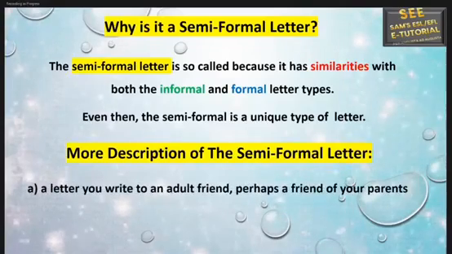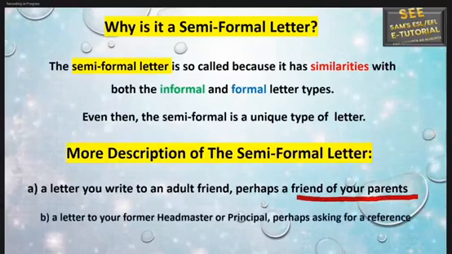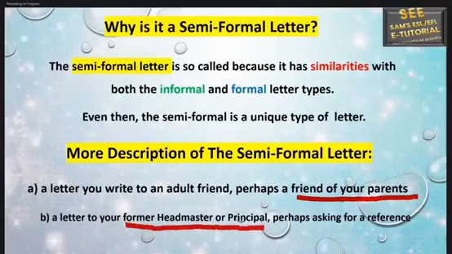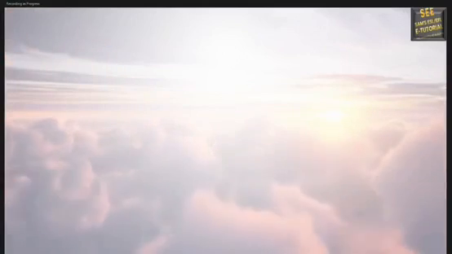Number one, it is a letter you write to an adult friend, not just to a colleague or one's friend. That adult could perhaps be a friend of one's parents. Please take note, very important. It could also be a letter written to a former headmistress or principal, perhaps asking for a reference. So it is a letter written to either one's parent, a friend of one's parent, or perhaps your former school leaders such as principals or headmistresses.